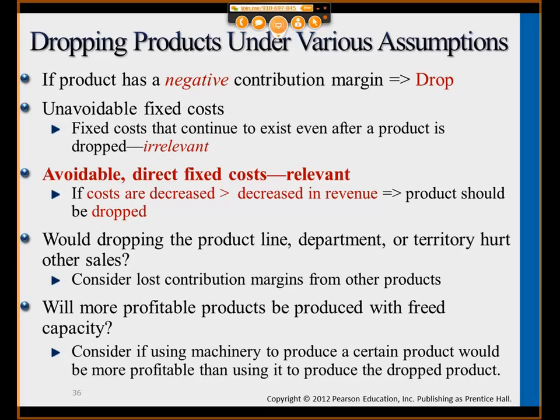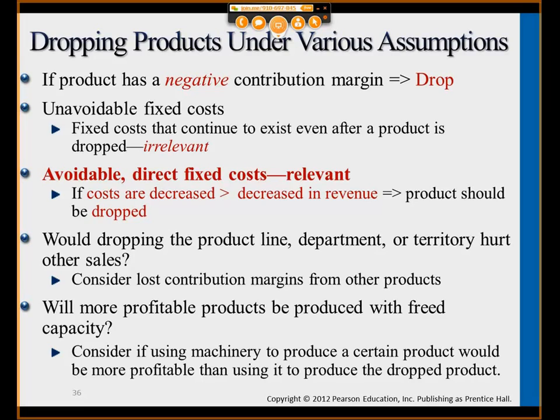Now, there are some fixed costs that are considered unavoidable. Those fixed costs are going to continue to exist. We're still going to acquire them, even if we drop the product. So they're irrelevant to making our decision. However, if the product line has a positive contribution margin, then it's going to help us to cover at least some of that fixed cost that the company is acquiring. So that is also an important point to keep in mind.